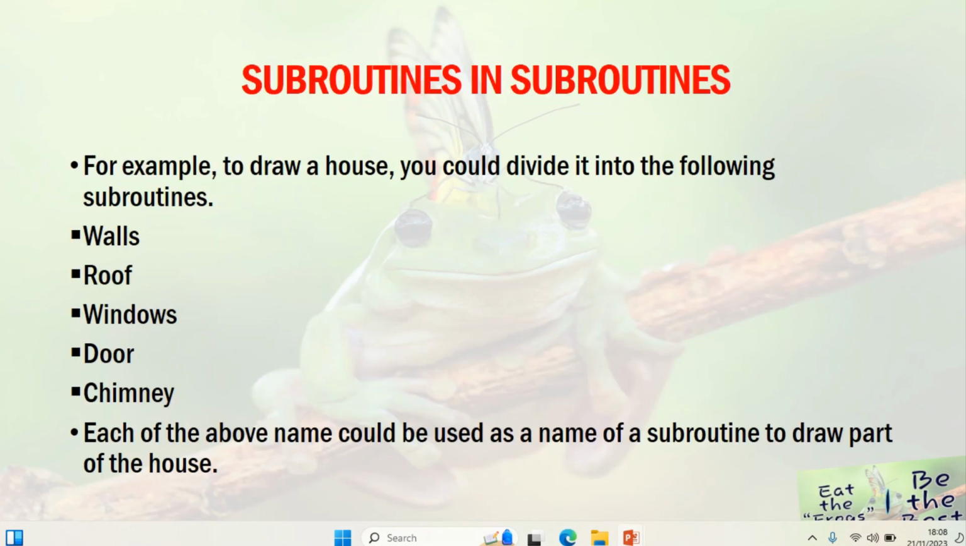So we can go to subroutines in subroutines. That is creating a subroutine inside a subroutine. This is actually possible. That makes it easier for you to create big and seemingly difficult shapes. For example, to draw a house, you could divide it into the following subroutines: a subroutine for walls, a subroutine for roof, a subroutine for windows, a subroutine for door, a subroutine for chimney. Each of the above names could be used as the name of a subroutine to draw part of the house. So what you just do is call each of the parts, and before you know it, the full house will be formed within the twinkle of an eye. That is very simple. Try this out too and get back to me.